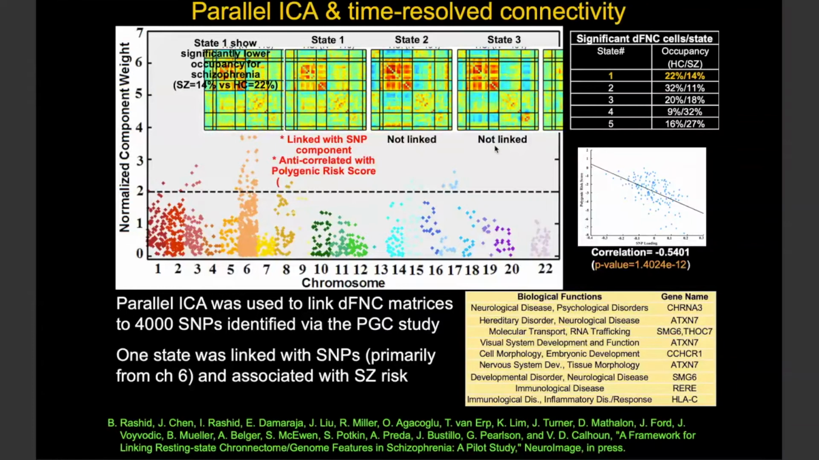So although we've got this sort of partially replicated, it has to be replicated more, right? But it was quite an interesting result, and it was really nice to be able to find this link between SNPs and states, because then we can start to look at putative biological functions. Of course, this is pretty far removed. We've got a lot of work to do to tease it all apart, but at least it gives us a step in the right direction. And some of the highest SNPs were on chromosome 6, consistent with the PGC results, and included things like neurological disease, psychological disorders, et cetera.